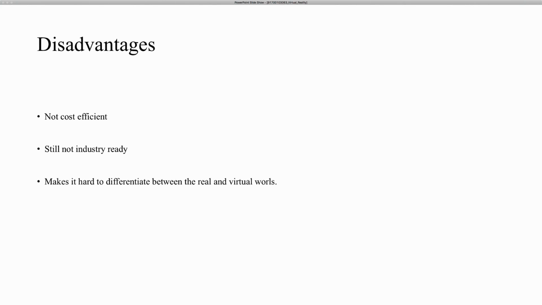Disadvantages. It is not yet so cost efficient. It is also not industry ready, but we are making a huge progress every day in virtual reality. It makes it hard to differentiate between the real and virtual worlds because once you start using virtual reality, you would get so addicted to it that you won't be able to describe what real world is.